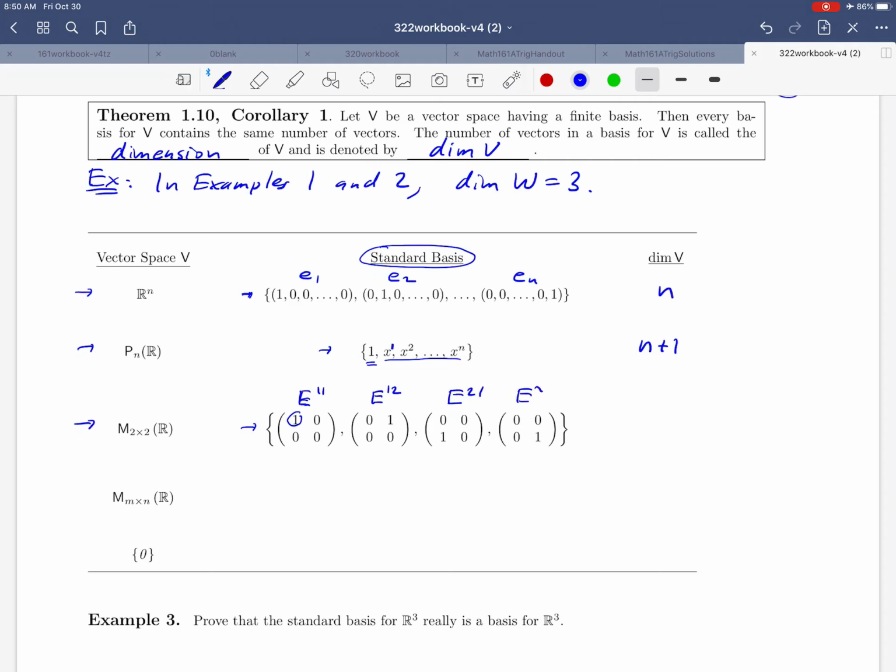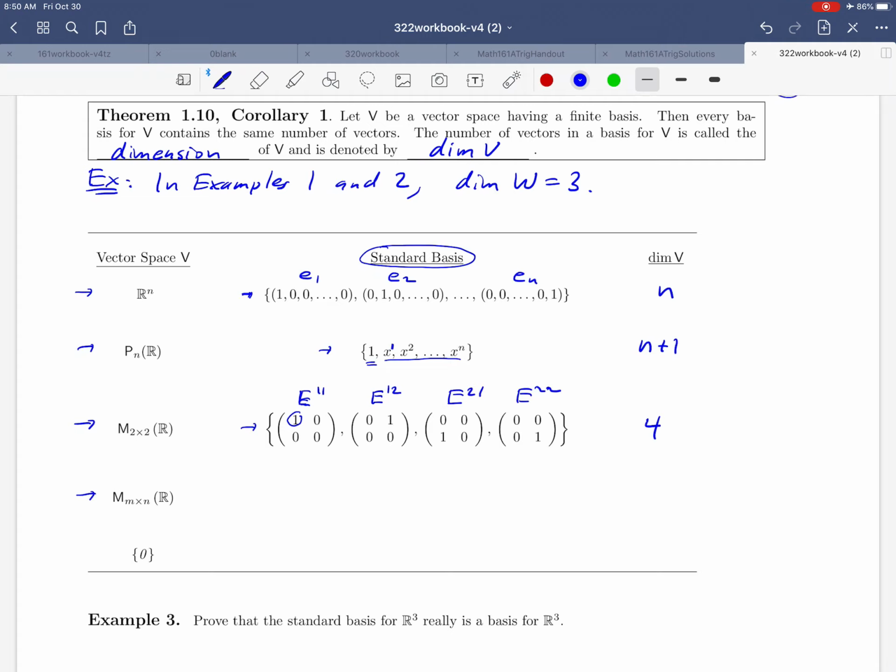It turns out that this is a linearly independent set that spans M2 by 2 of R, and we see that there are 4 matrices in that set, which means that the dimension of M2 by 2 of R is 4. And we can generalize that basic idea to any set of matrices.